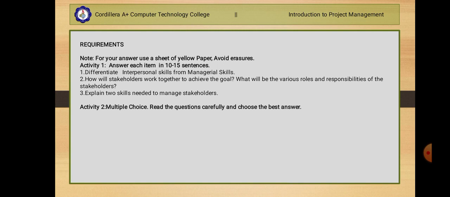Next, how will stakeholders work together to achieve the goal? What will be the various roles and responsibilities of the stakeholders? And for number 3, explain the skills needed to manage stakeholders. And for your activity number 2, I did not include the questions anymore, because that is multiple choice. So read the questions carefully and choose the best answer. You are only going to write the correct answer or the letter of the correct answer. Okay, so that is for your activity or requirements for week 8.